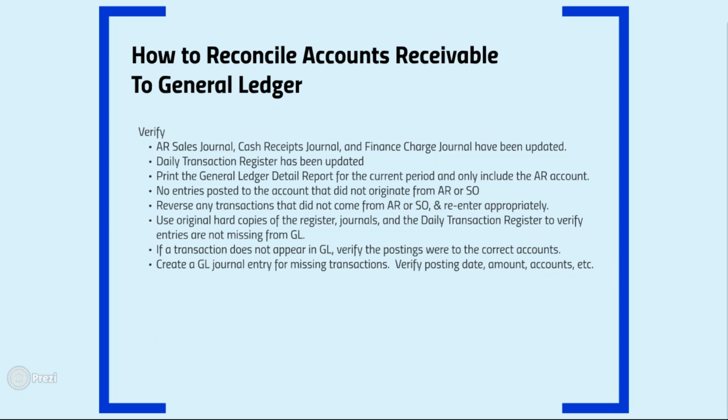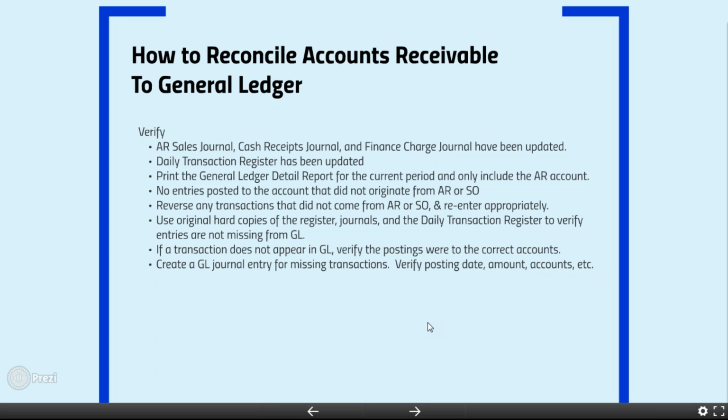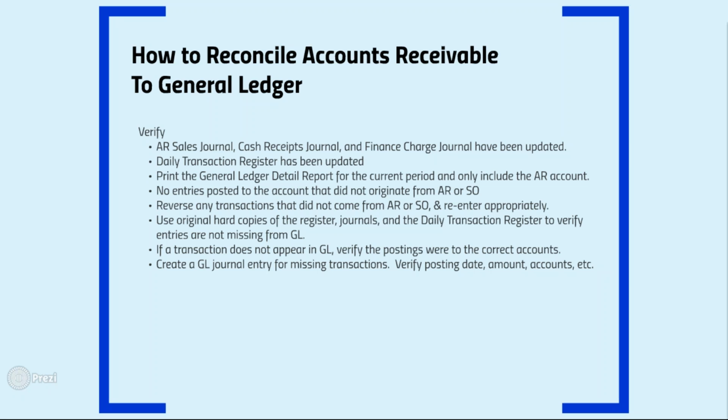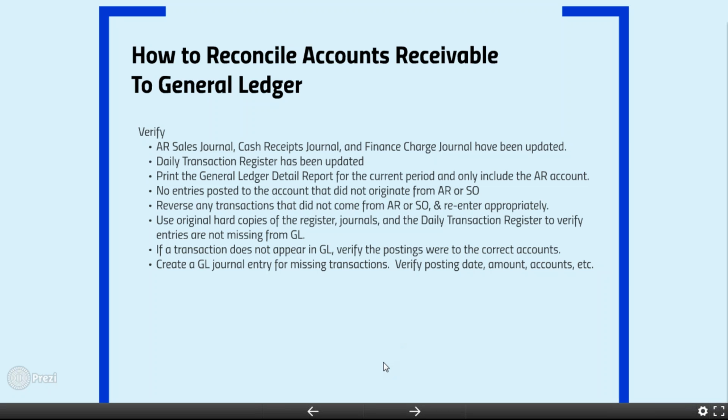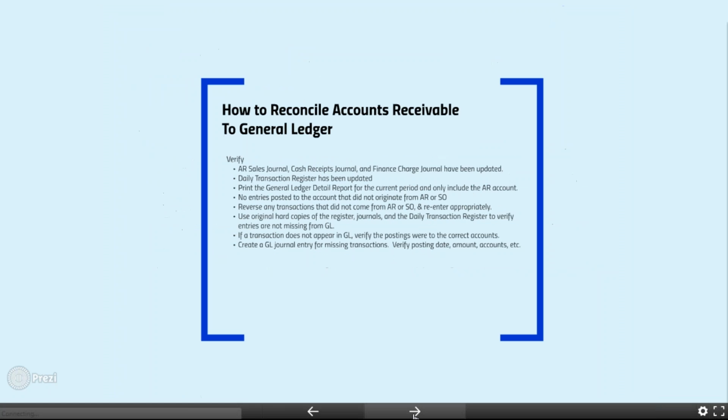Make sure that all the posting entries are from the accounts receivable or sales order module, and if not, investigate those entries. You'll probably need to reverse them and enter them properly. If you still don't balance, review the postings that came from accounts receivable and sales order and make sure that they made it to the general ledger. You can always contact us for assistance.